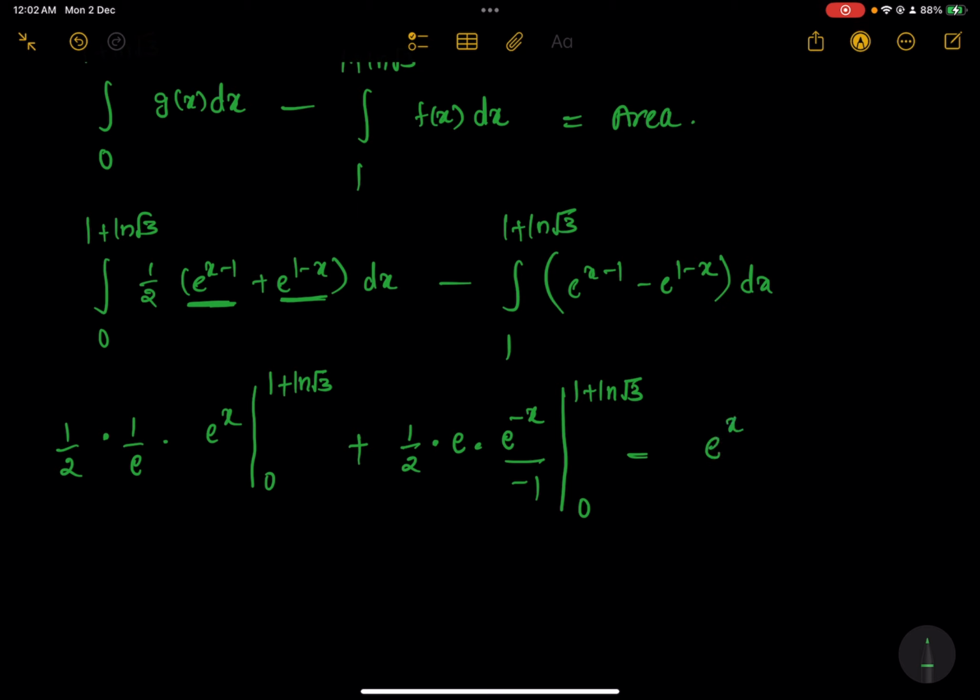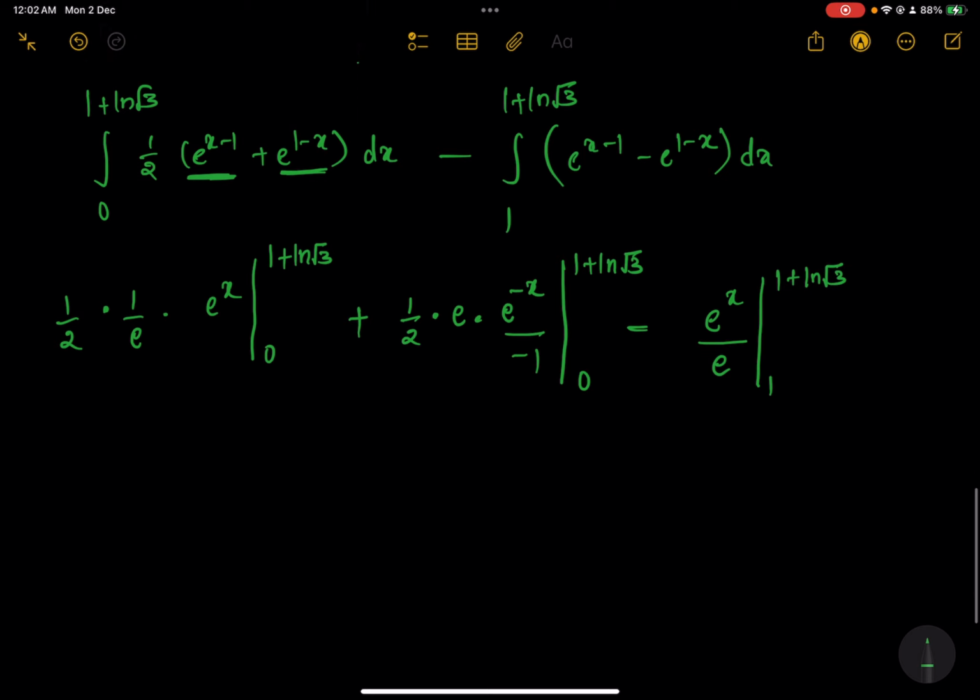similarly here, e to the power x integration is e to the power x by e, from 1 to 1 plus ln root 3. So minus into minus is plus, e comes outside. Integration of e to the power minus x is e to the power minus x by minus 1. This goes from 1 to 1 plus ln root 3.